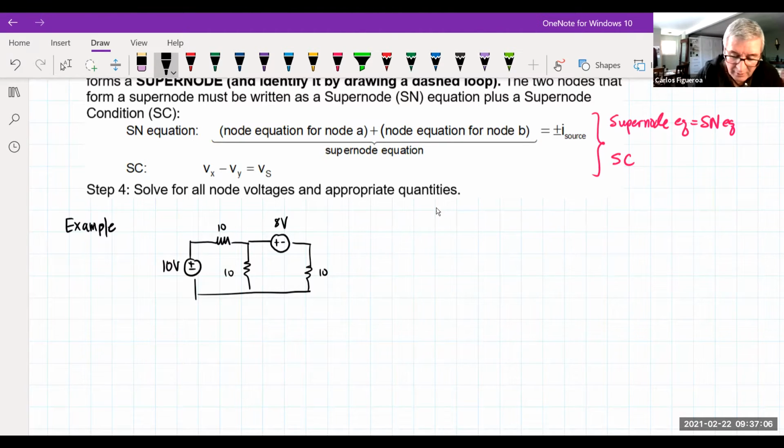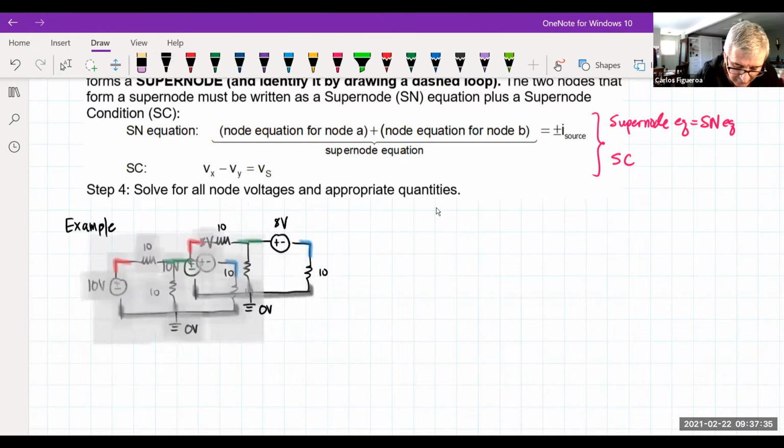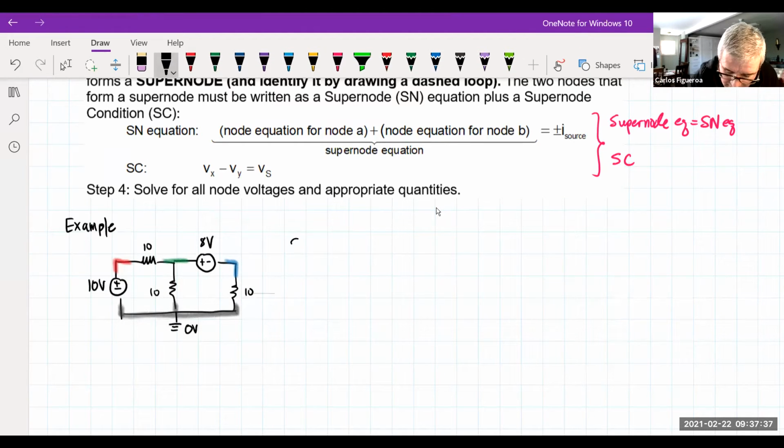So then I'm going to go in here and count my nodes. I got to put a reference. So what we did last time is we called this reference the ground. So then we had our nodes. Here's our 3 nodes. So I'm going to move this here just a little bit. So then step 1 says what?